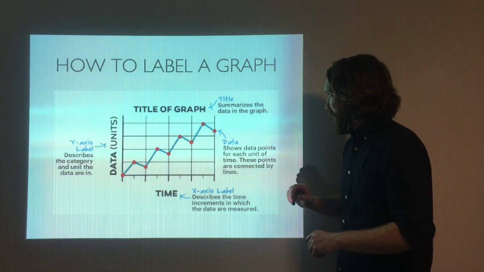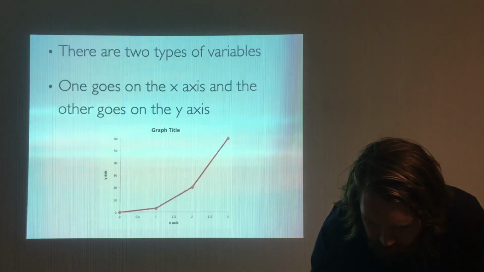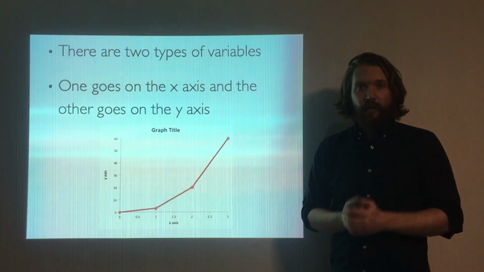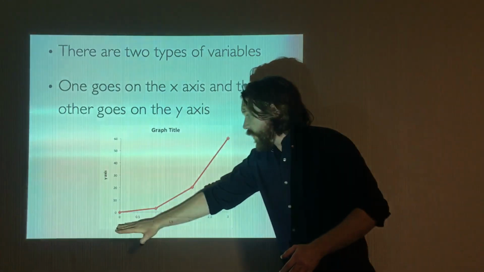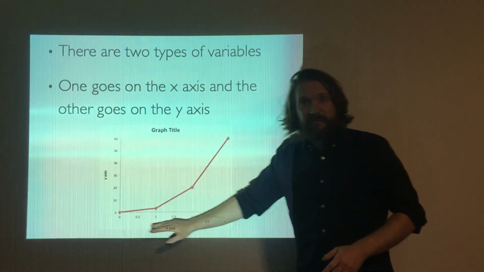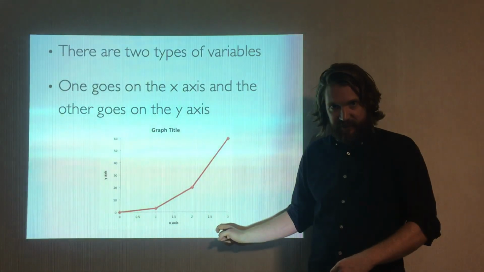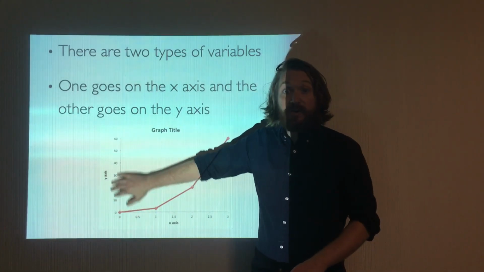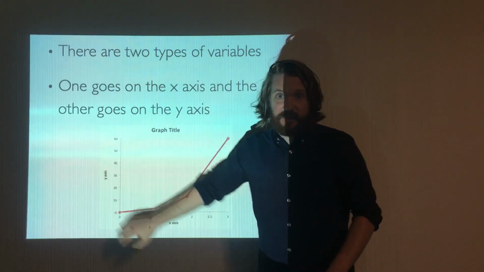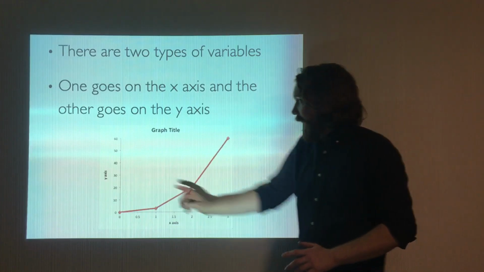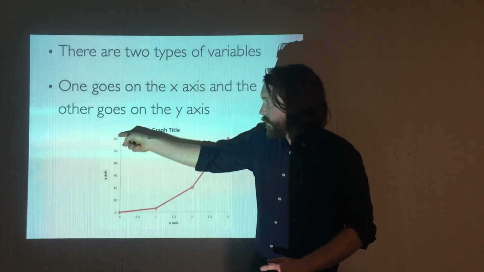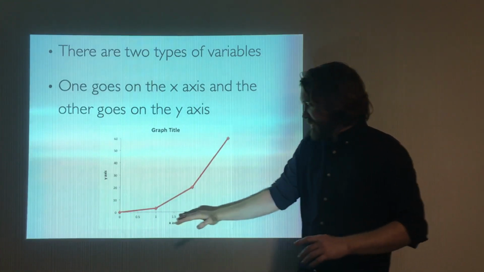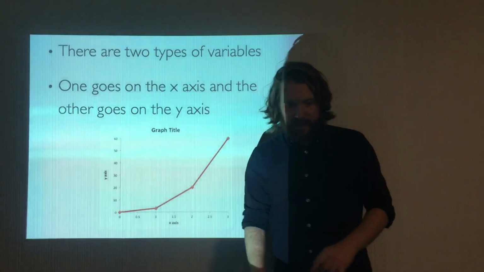All right, let's move forward here. There are 2 types of variables that we use. On the horizontal or the flat line, this is the x-axis. And on the vertical line, that's what we call the y-axis. I always remember y goes to the sky. It's the easiest way for me to remember that. This is the x-axis, this is the y-axis.